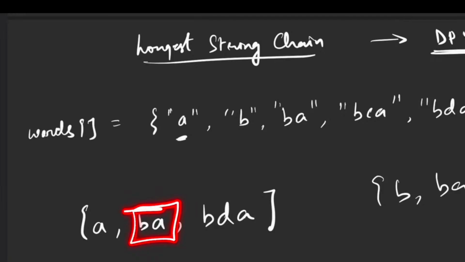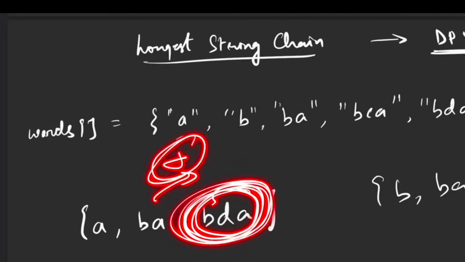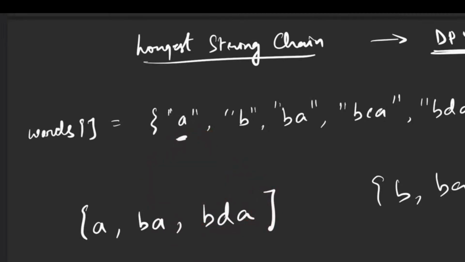If you are talking about this, the previous guy should be one deletion. If you're talking about this, the previous guy should be one deletion. So that is what string chain is. You can call this a chain if you've just added one character in that word at any given place. But whenever I attach longest, it means you find the longest among all the chains possible.